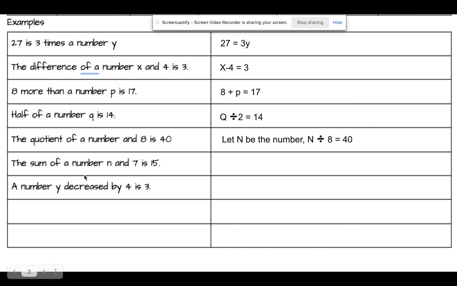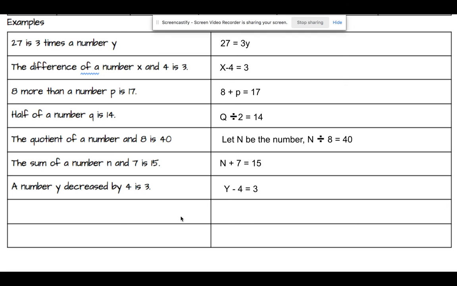Okay? The sum of a number n and 7 is 15. So the is the equal sign. The sum of the number n and 7, so that's going to be n plus 7 equals 15. The next one says a number y decreased by 4 is 3. The number y decreased by 4, so y subtraction or minus 4 equals 3. So remember that decreased by is one of our choices for subtraction.